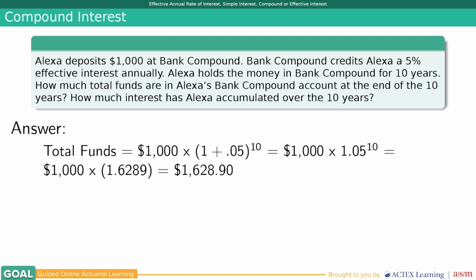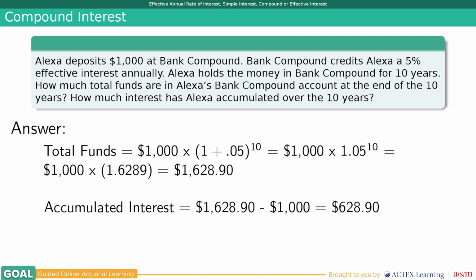As you can see, this is a much more potent way of calculating interest and accumulating interest than the simple interest way, since in simple interest we had a total of $1,500 at the end of 10 years, and with compound interest we have $1,600 plus in our bank account. And again, this is because under compound interest, we not only accumulate interest on the initial principal, but also on the interest that was accumulated to date.